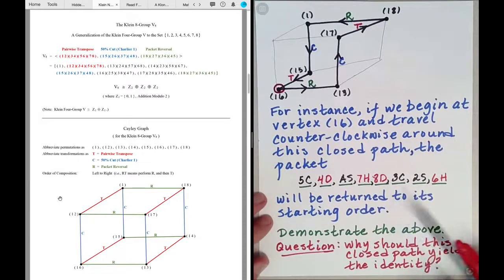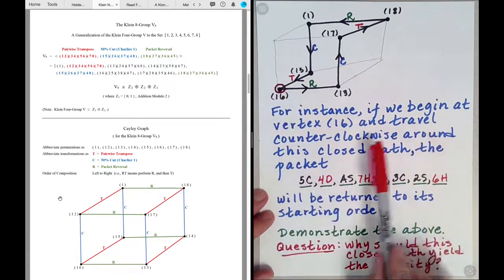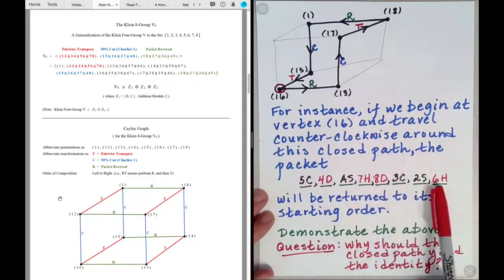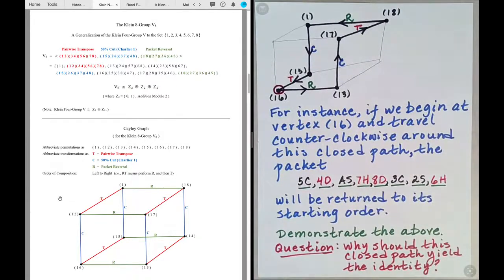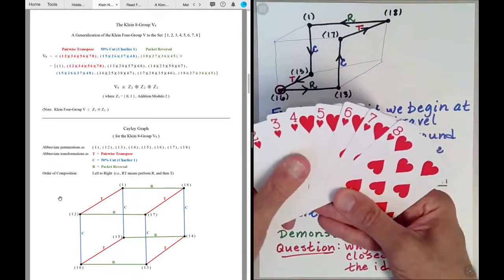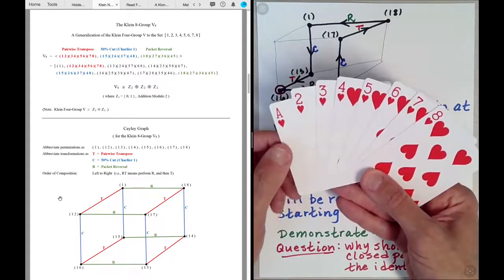For instance, if we begin at the vertex 1-6 and travel counterclockwise around this closed path, this packet right here will be returned to its original starting order. Now we will go ahead and illustrate that, and I think it might be most helpful to illustrate it with an ordered packet. Even though you can use any random collection of 8 cards, it will work just fine. So I'm starting with Ace of Hearts through the 8 of Hearts.